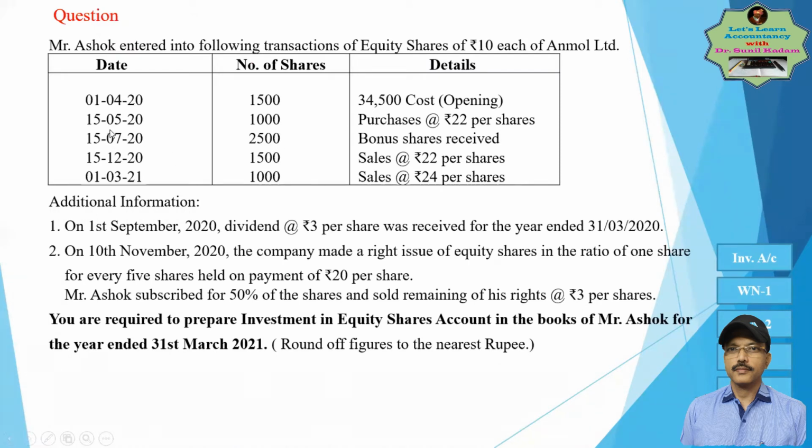15th May: 1,000 shares purchased at the rate of 22 per share. The dividend is received in September. Therefore, on 15th May, we can record this purchase. There is no ex-interest or cum-interest in equity shares; that is available only for bonds and debentures. So 1,000 shares purchased at 22 per share. Let's record it in the working note.